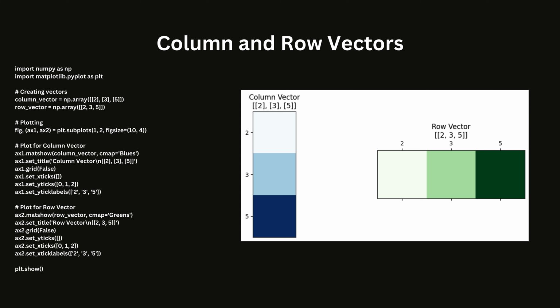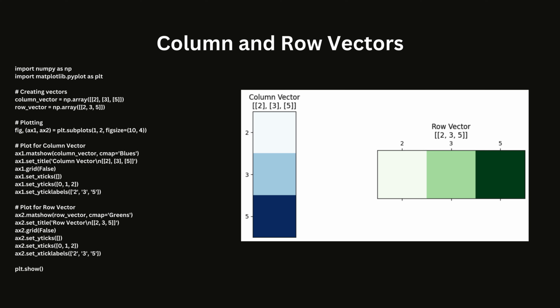Python implementation. Using NumPy, a versatile library for numerical computing, we can easily create and manipulate these vector types. Let's see how these vectors appear in code and output. Explanation of code and graph. 1. Matplotlib's matshow. This function is used to visualize the column and row vectors. It creates a heat map-like visualization for the arrays, making it clear how the data is structured in each format.